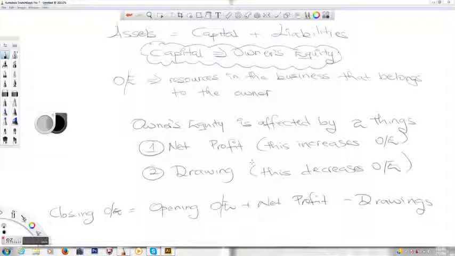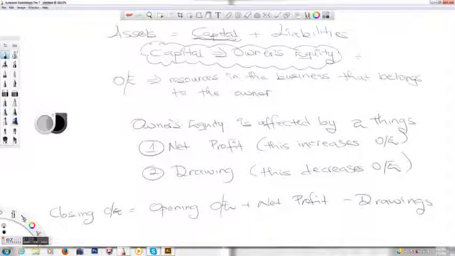Okay, let's talk about the only element we have left. Let's talk about capital, which we're now referring to as owner's equity. When I say capital or owner's equity, I'm really talking about the same thing for now. To keep it simple, that's how it is. So we're still working with the equation assets are equal to capital plus liabilities, but I'm now going to refer to capital as owner's equity.